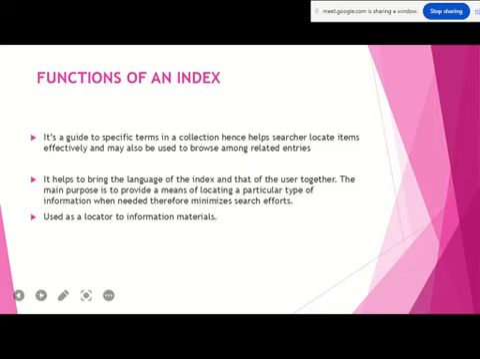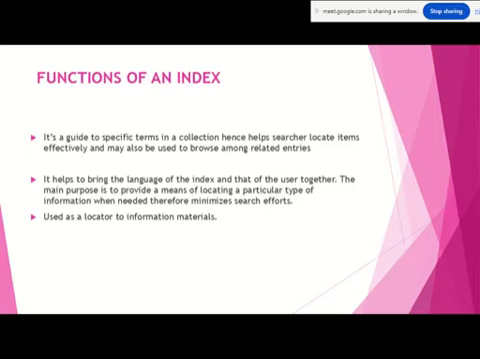So as a recap of the lesson, we started by defining what an index is. We first looked at bibliographic sources of information. We checked on the index as a specific bibliographic source, went through the procedure, got to know the general information about an index and moved to the functions of an index.